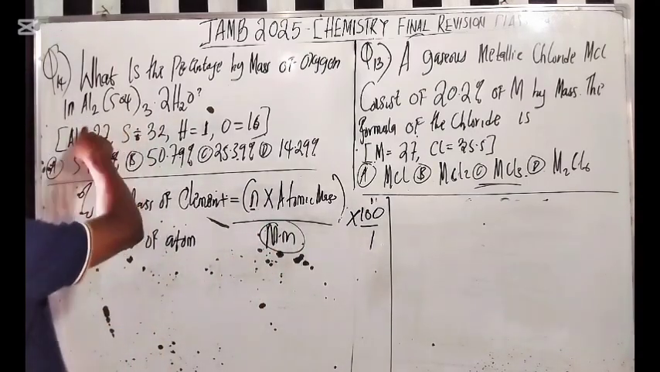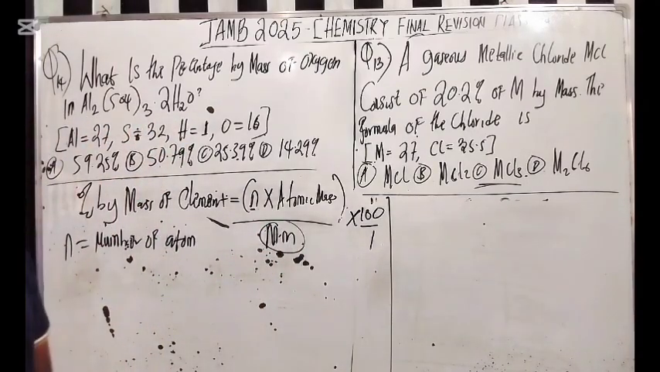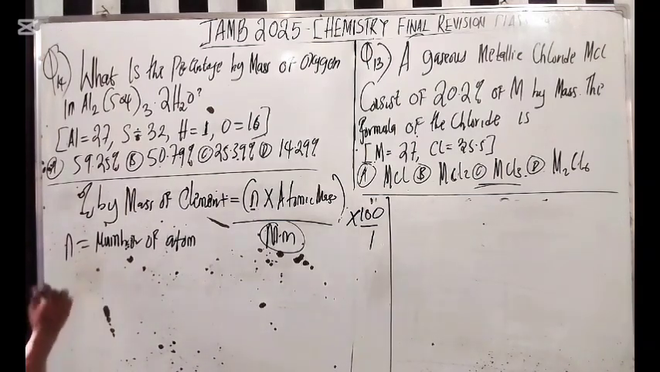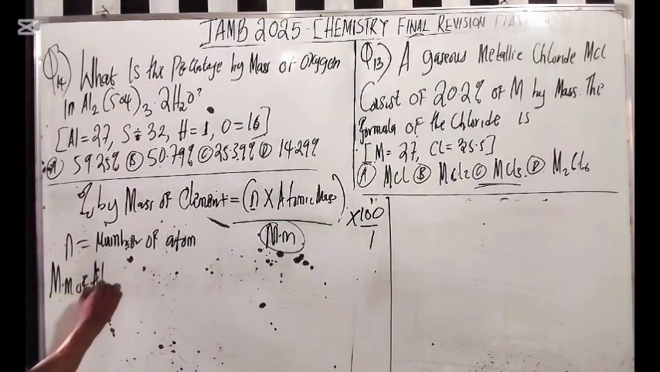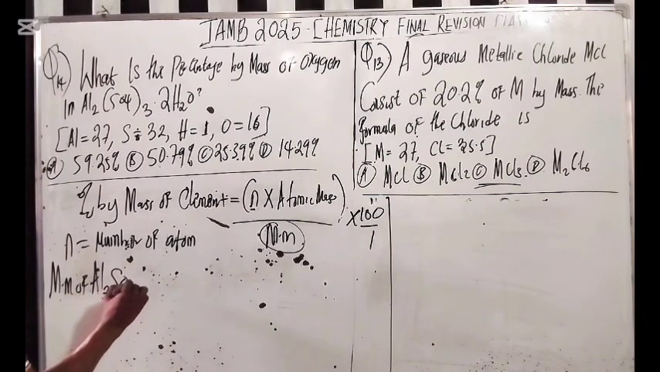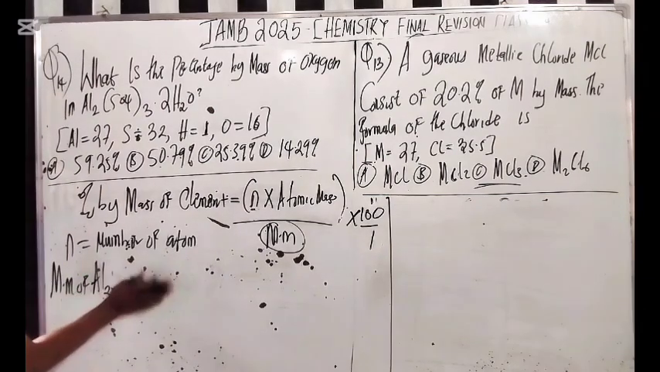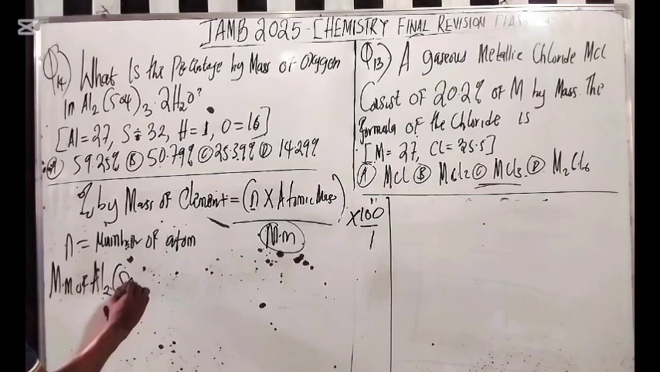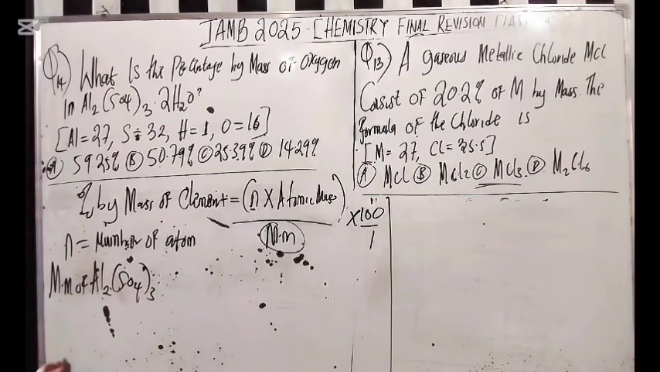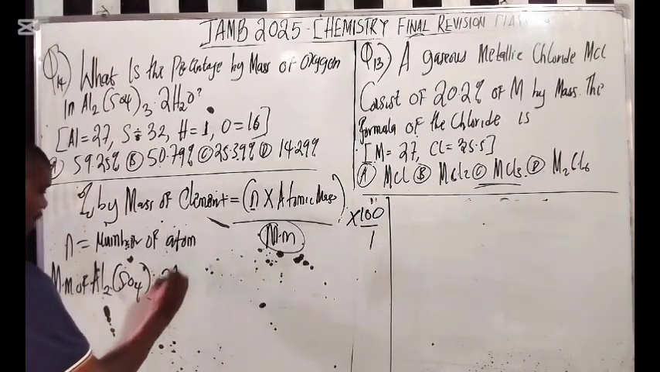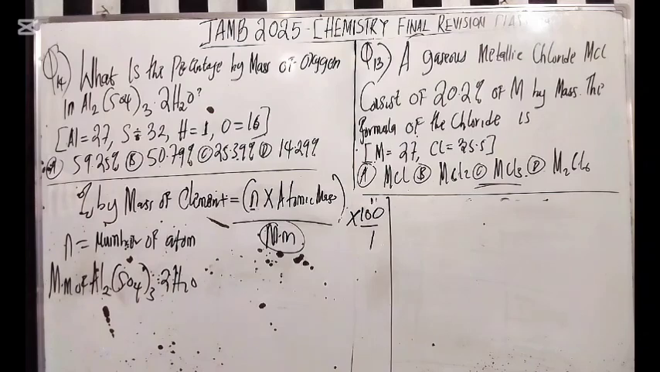So, how do you calculate the molar mass of the compound? Yeah, look at the molar mass of the compound. Molar mass of what? Al2(SO4)3, here we have dot 2H2O. So let's calculate it.